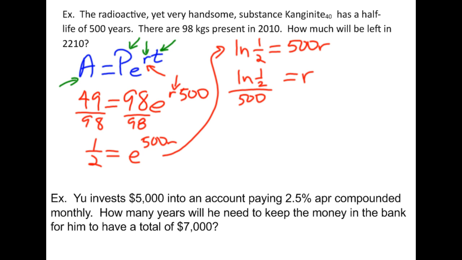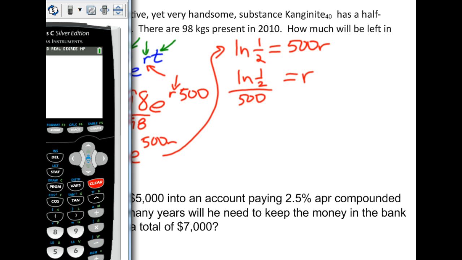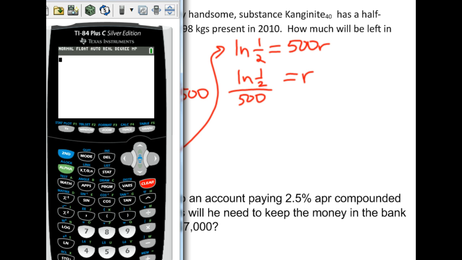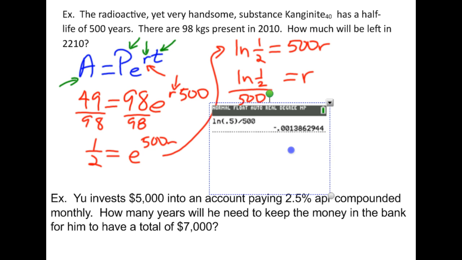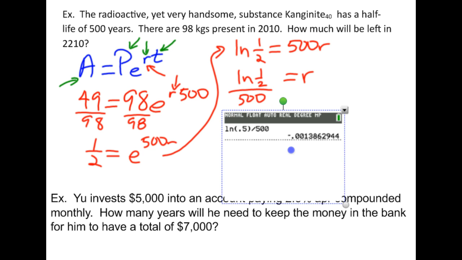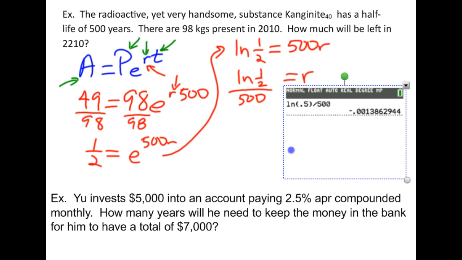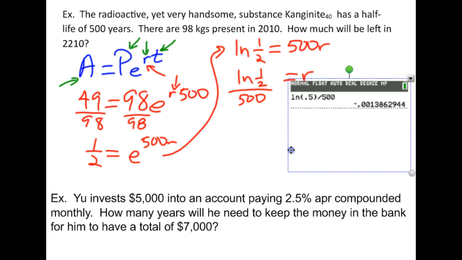Now, I'm going to go ahead and type this in on my calculator. Everybody, I bring my calculator over a little bit. Let me slide it over so you can see the screen there. I'm going to type in ln of a half, or 0.5, since we're doing word problems, that's fine, and then divide that by 500. When I do, I get my rate of decay to be this value right here. So R equals that decimal.